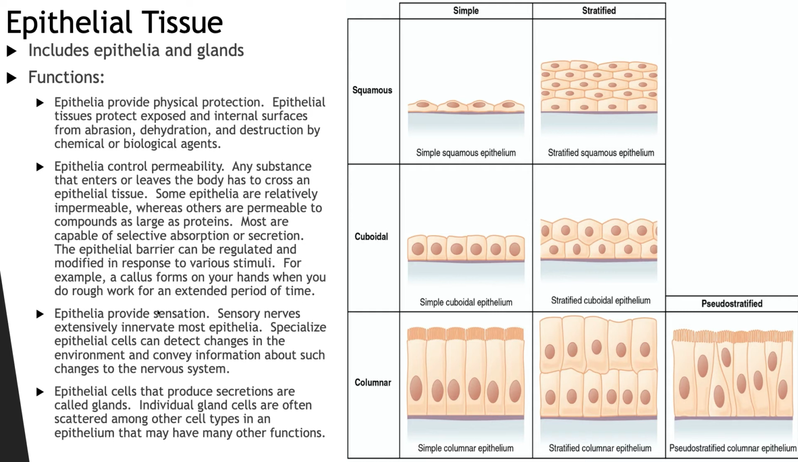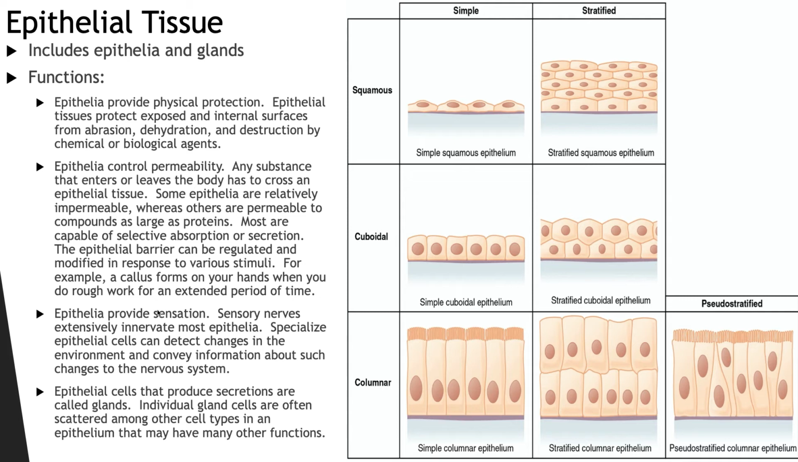A lot of epithelia are relatively impermeable, whereas others are permeable to compounds such as large proteins and things like that. There's a reason for that. You don't want your skin being able to let anything through. Otherwise, anything we come in contact with, anything we touch, is going to cross directly over into your body.